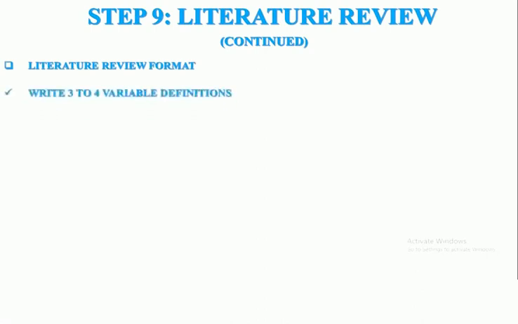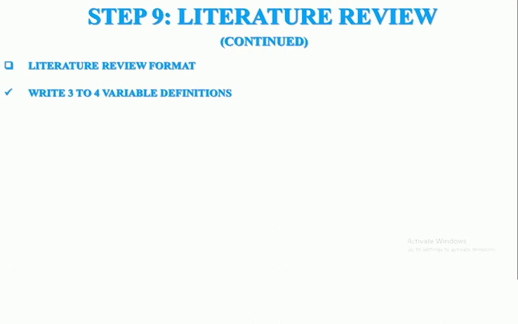Moving to our next, literature review format. You can write 3 to 4 variable definitions. So when you are starting your literature review, you can start from your dependent variable or you can start from your independent variable. Okay, let's suppose you are starting from your dependent variable, then what you have to do is write at least 3 to 4 definitions of that particular variable.